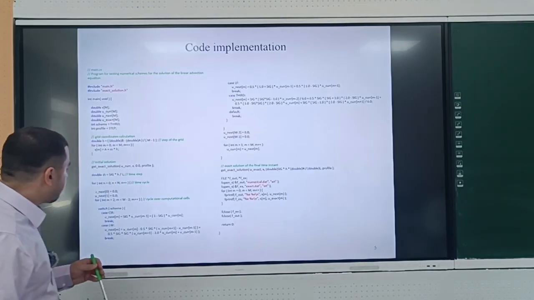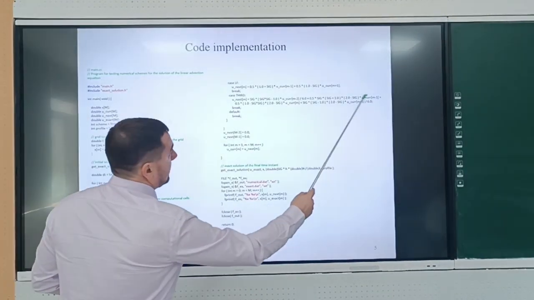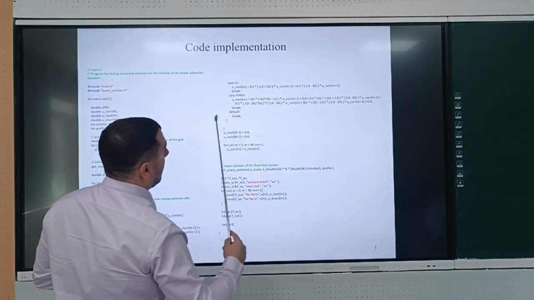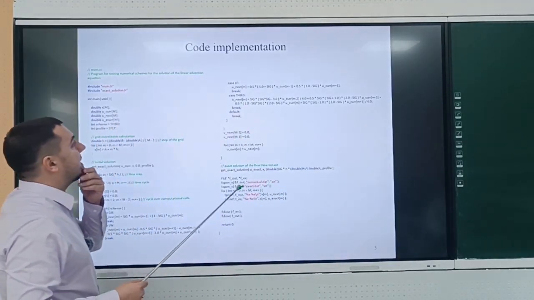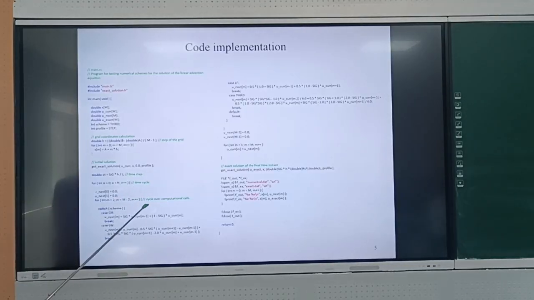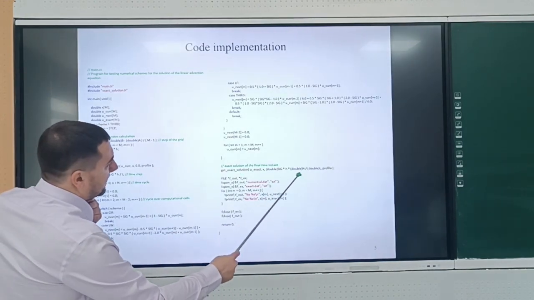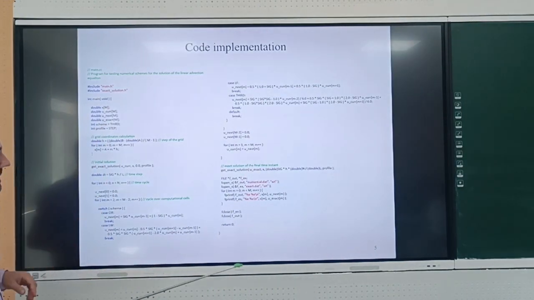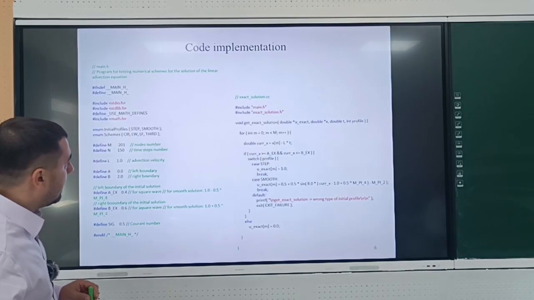So this is the example of how we can implement it. I just implemented this formula. It looks a bit scary, but it's very simple. And that's it. You do such simulations, and also compute the exact solution at the initial time and at the final time instant, and that's it. So the program is very simple.